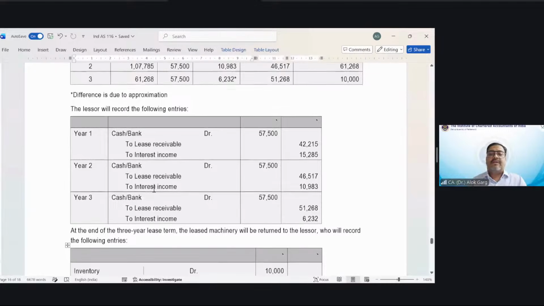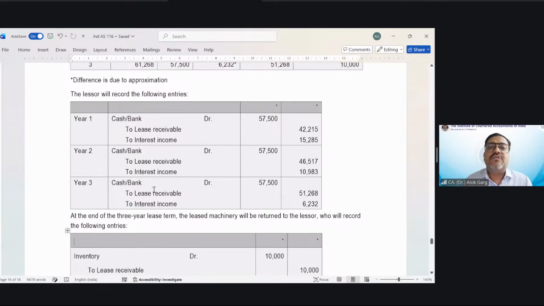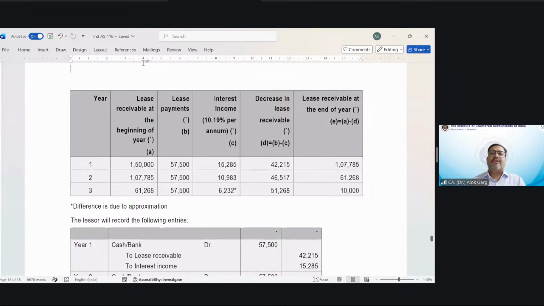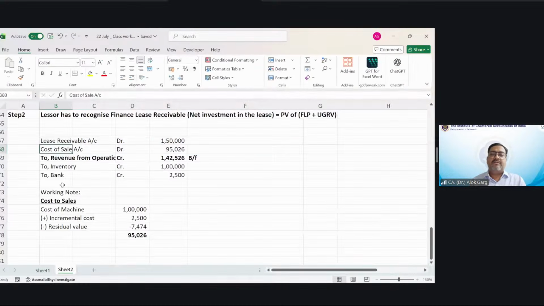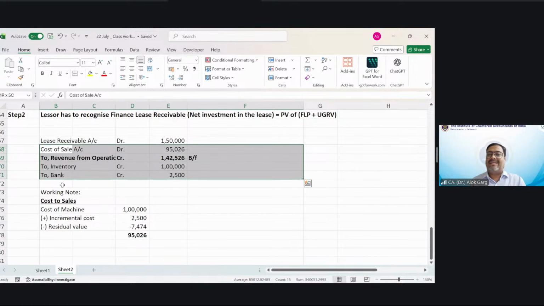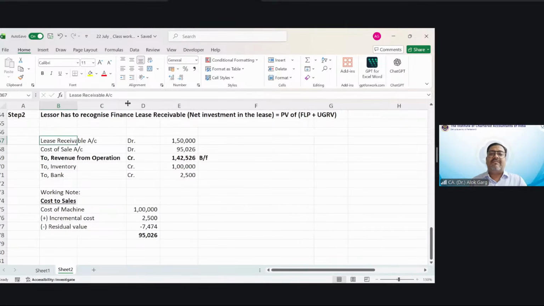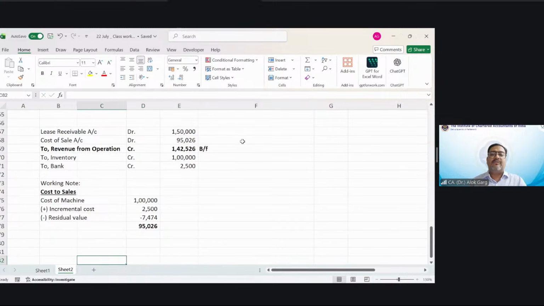So these are the accounting entries which we have already passed. So these accounting entries is for further, right? So once you record this, now what will you do? So you record the lease receivable. So this entry has gone, this revenue has recognized, inventory has gone, bank has credited, but now there is a lease receivable. So how this lease receivable will become zero in the 3 years? Then you have to make a lease receivable schedule.